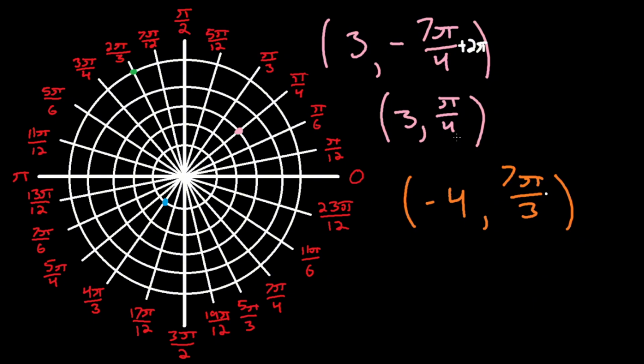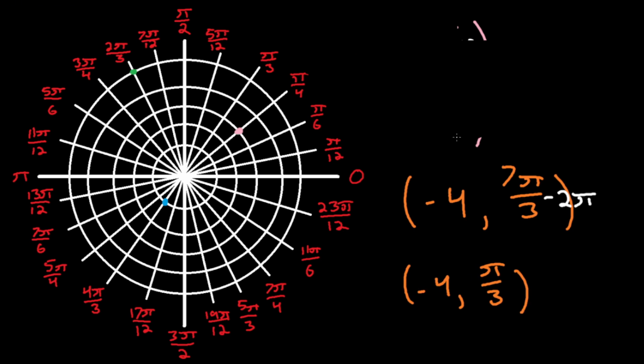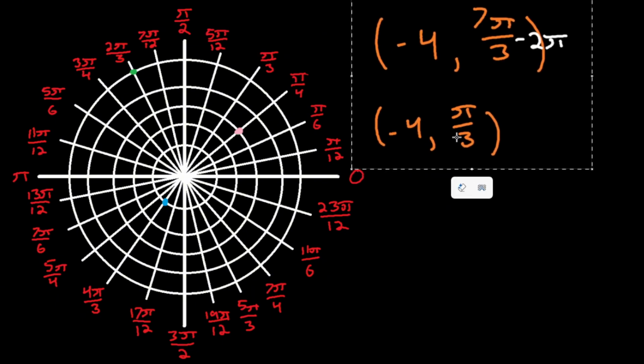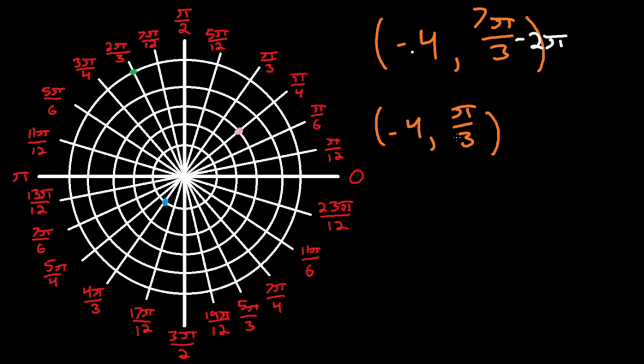Just like how you can add 2 pi to get the same angle, you can also subtract 2 pi to get the same angle. So look what happens. If we subtract 2 pi from this, then we should get pi over 3. Now remember, if you have a negative radius, what you can also do is add pi and then just remove the negative. So let's go ahead and add pi here and just remove the negative.